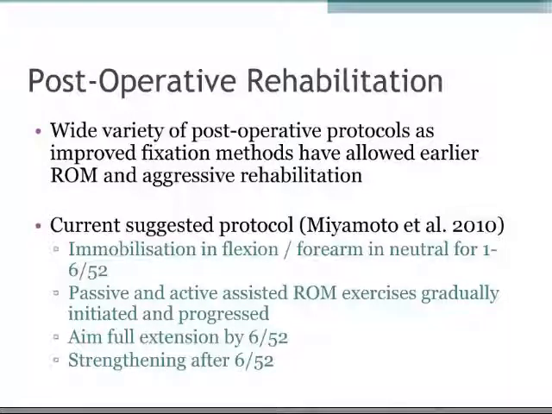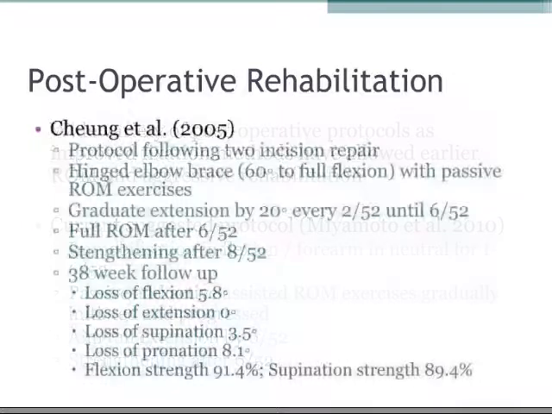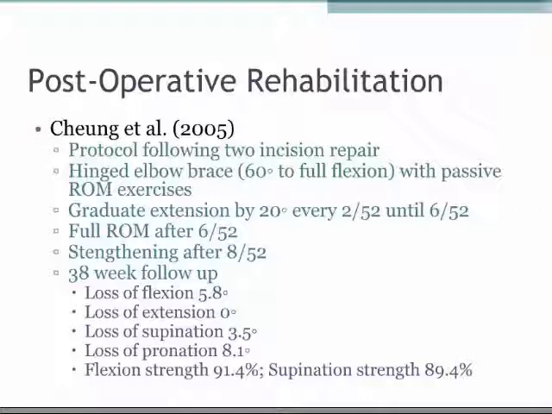Another suggested protocol from 2005 used a hinged elbow brace immediately after repair. They locked it at 60 degrees, moving from 60 to full flexion immediately, and then gradually extending by 20 degrees. Strengthening began after 8 weeks, and they had good results, with loss of movement in all movements, flexion and extension, but good strength in flexion and supination.